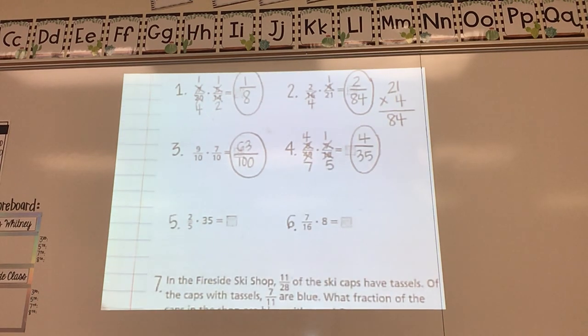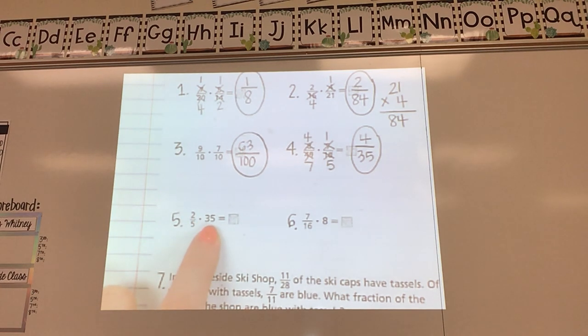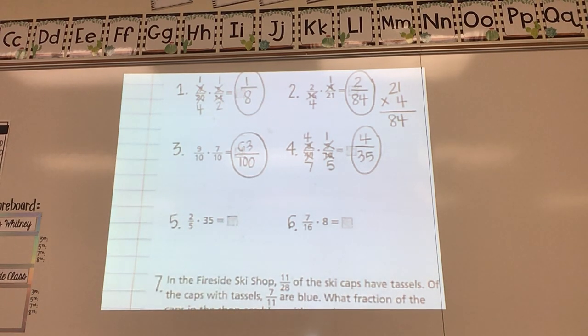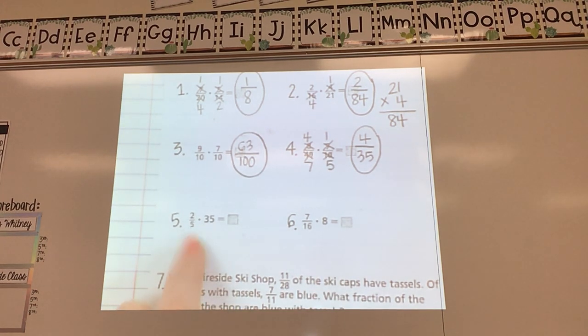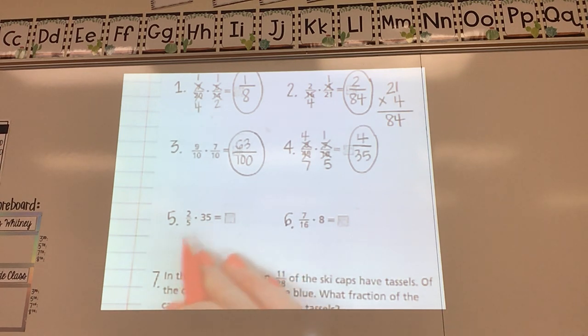Number 5 and 6 are a little bit different. I see that I have a fraction times a big number. We can still simplify these a little bit to make our jobs easier. And when I'm simplifying a fraction times a big number, I want to look at the big number and the bottom and see if there's anything I can do there. So still looking diagonally right here. Big number and the bottom. So 35 and 5. Is there anything I could divide 35 and 5 by to get those to be a little smaller?